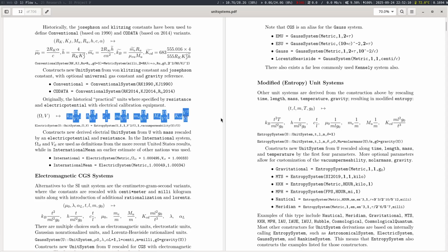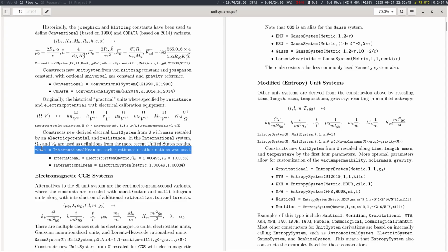of constants by rescaling them according to this voltage and resistance. And this constructs a newly derived electrical unit system from U with mass rescaled by an electric potential and resistance. In the international system, this Omega International and Voltage International are used as definitions from the more recent United States results, while an international mean and earlier estimate of the other nations was used.